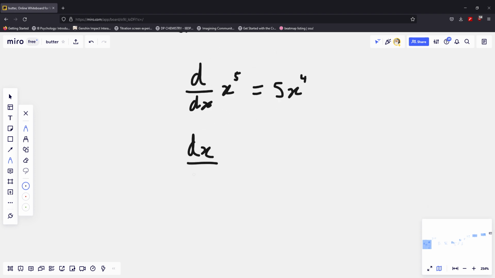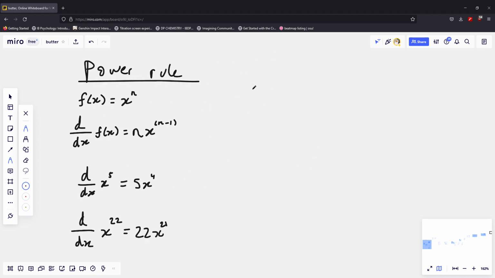d over dx of x to the power of 22. What's this going to be? I hope you don't even have to pause the video. Look at that. That's 22x to the power of 21. Great. Okay, one last thing.